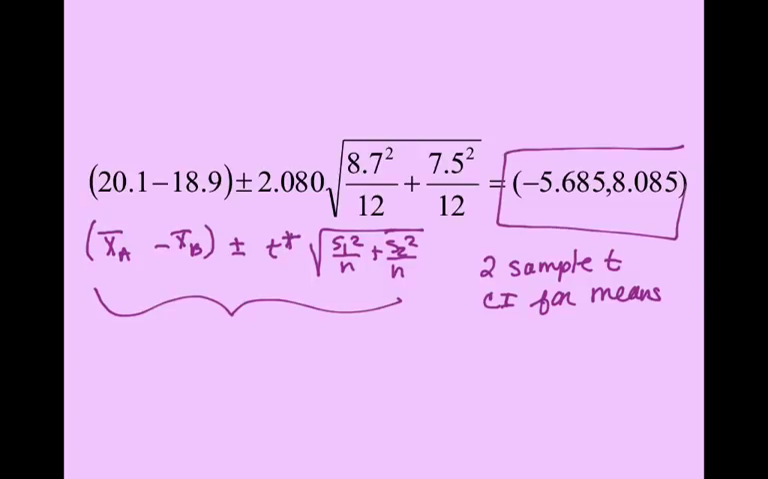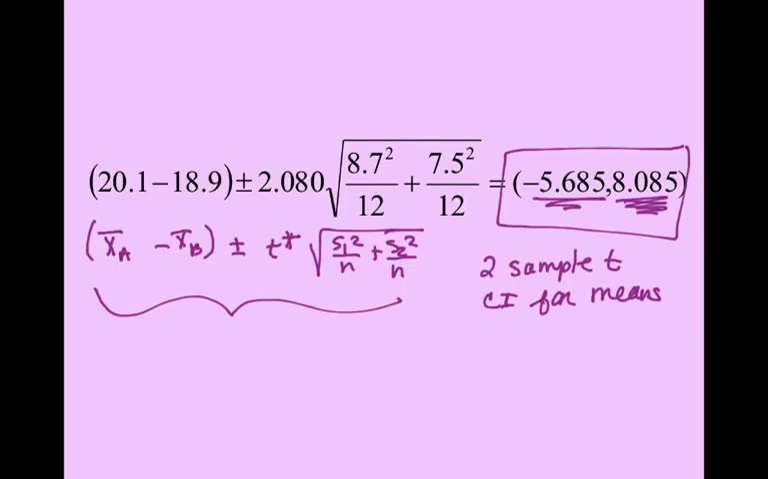The correct confidence interval calculated goes for a difference in absorption times of negative 5.685 up to 8.085. Now we can have a negative here because of the order of subtraction. So if we have a negative, that means brand B actually worked faster than brand A. If we have a positive, then brand A worked faster than brand B.